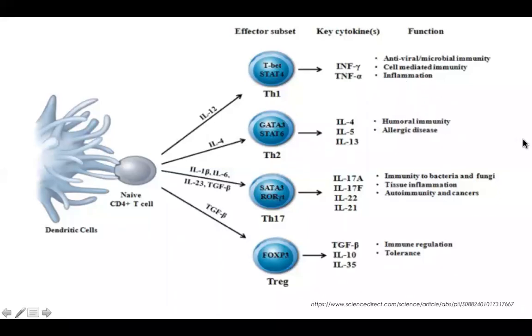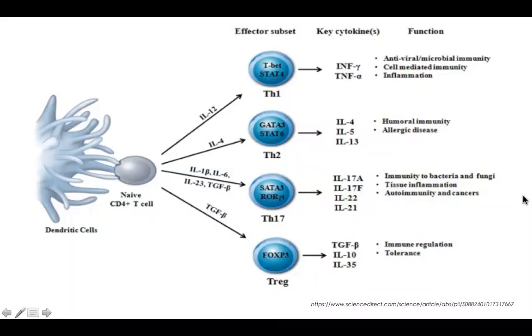You have your Th2 cells. Your Th2 cells stimulate your humoral response. And the reason they do this is because they release interleukins like interleukin 4 and 5 that cause differentiation of B cells. So under the influence of Th2 cytokines, your B cells become differentiated and they start producing antibodies. So they make up your humoral response.